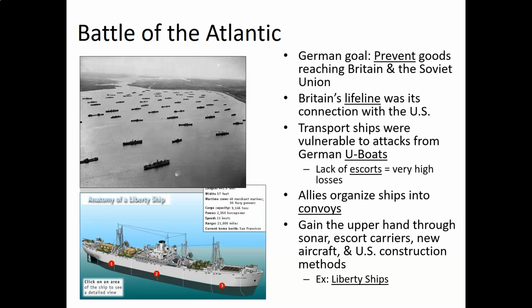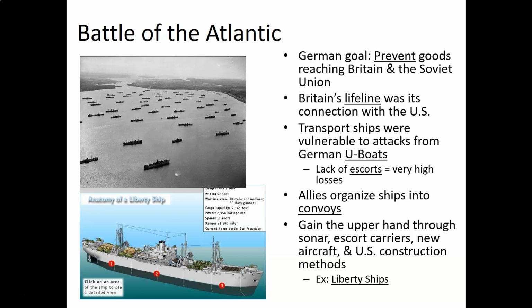And there's a lack of escorts, which is one of the reasons why the British enter into negotiations with the United States to get destroyers. So it's that destroyers for bases agreement before the United States was actually in the war, because they're suffering high amounts of losses. Now, the Allies eventually organized their ships into convoy systems.